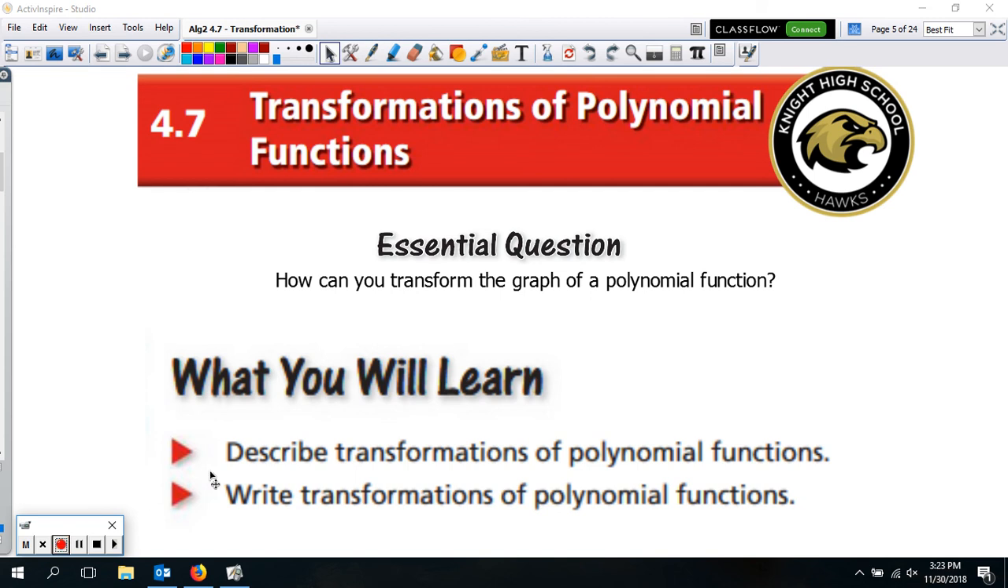Hello everyone again. We're going to go into 4.7, the transformations of polynomial functions. So this lesson is actually kind of a review lesson, because transformations is not something new. We've done it a couple times already, so it's going to be a bit of a review. We're just going to now apply it to the polynomial functions. So we're going to be describing transformations and writing transformations of these polynomial functions.